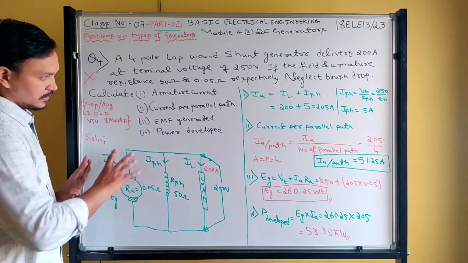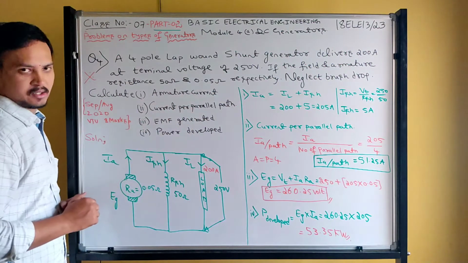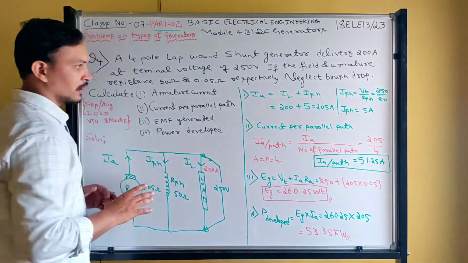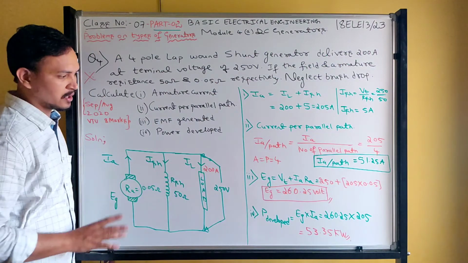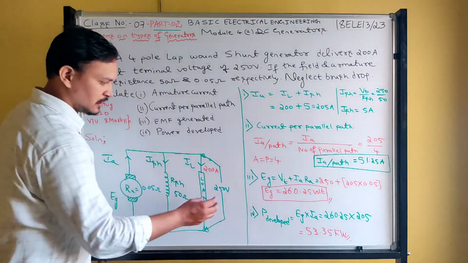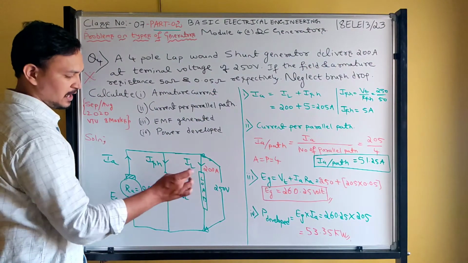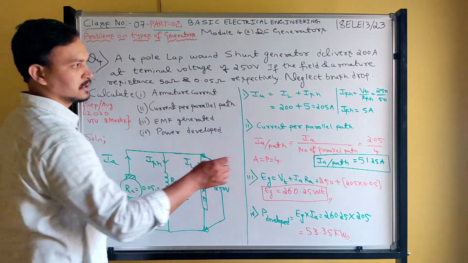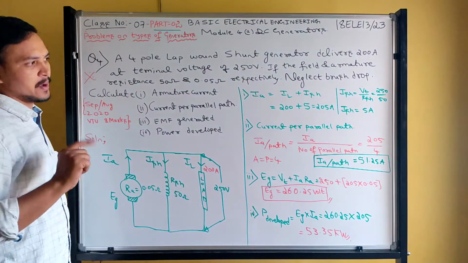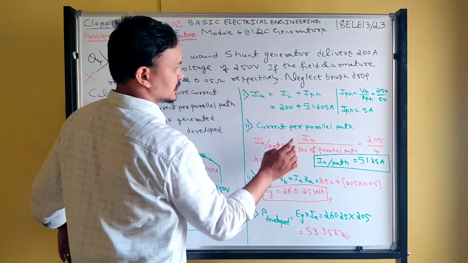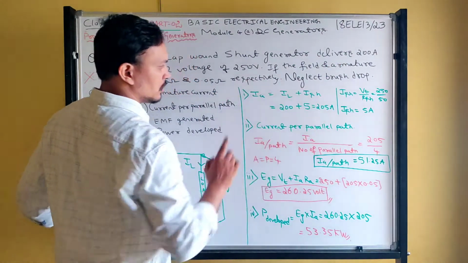See, write the diagram, indicate all the data given in the diagram itself. Let's find first armature current. What is armature current for shunt generator? IL plus ISH. IL is given, 200 directly. How to find ISH? This voltage by this resistance, Vt by RSH will give ISH. So Vt by RSH, 250 by 50, you will get 5 ampere. So ISH is 5. Substitute here: IL plus ISH, 200 plus 5, 205 ampere.